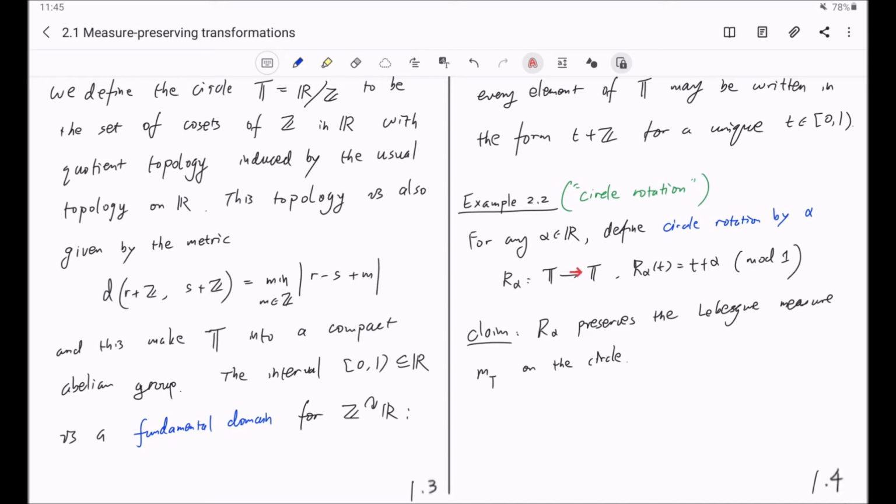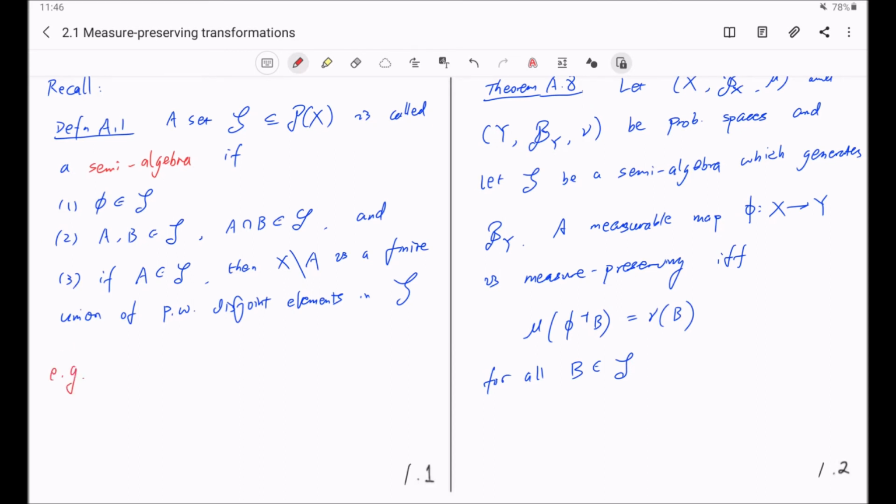Another question is, for this specific situation, what is our semi-algebra? The semi-algebra in this situation, remember, we identified this circle with the interval from 0 to 1, and the semi-algebra in this case can be taken as follows. So consider all such intervals [a, b), where a is less than or equal to b, and a is greater or equal to 0, and b is less than 1. The reason that I allow a is less than or equal to b is that it is understood that when a is equal to b, this interval is empty. So this really contains the empty set.